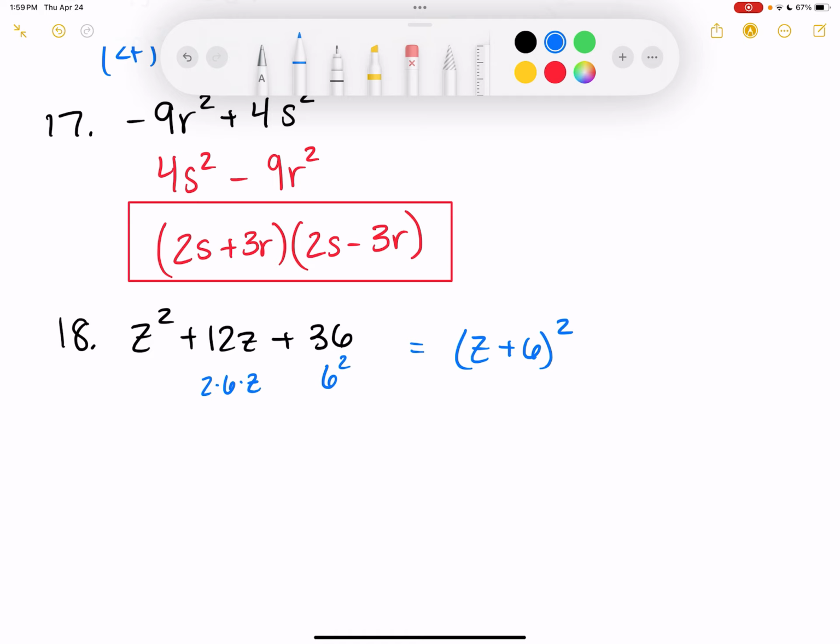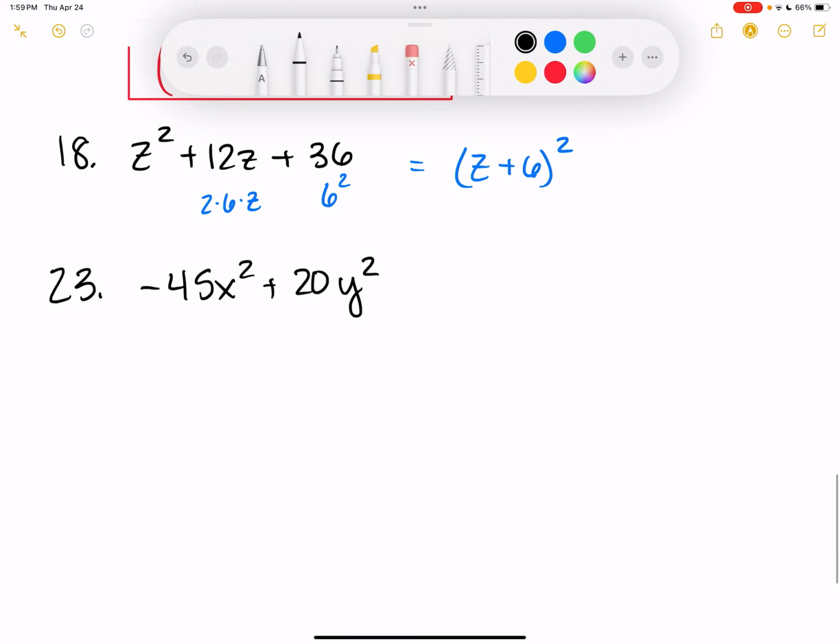One more I want you to do by yourself, and then I'll give you some problems to do. We're going to do the rest of this section tomorrow, basically the and solve part. All right, 23. Negative 45x squared plus 20y squared. So your hint is you may have to take something out first.